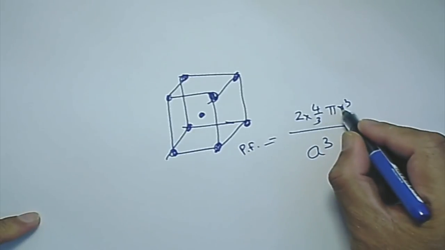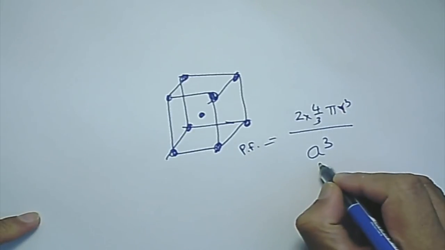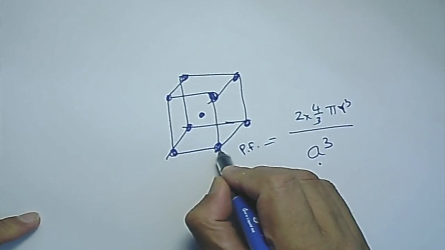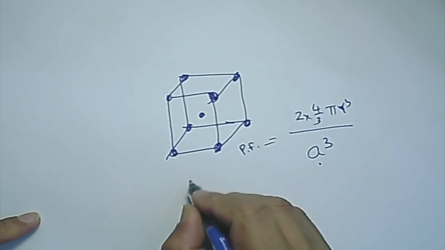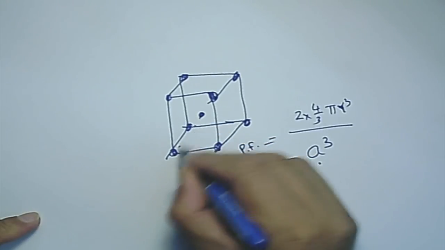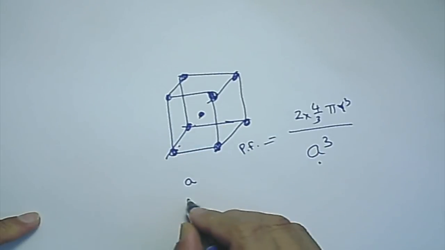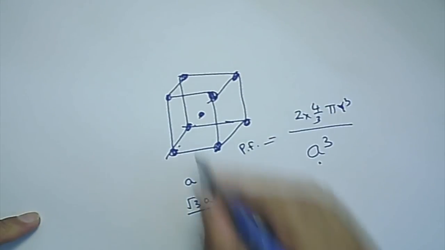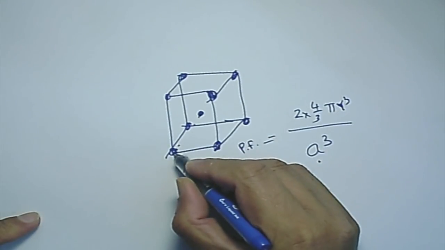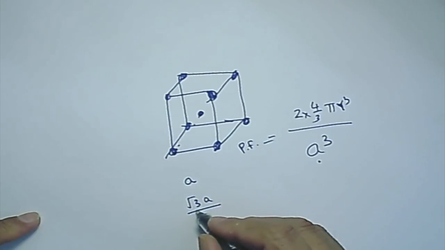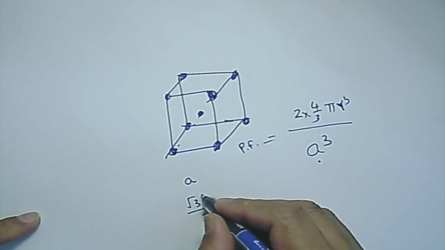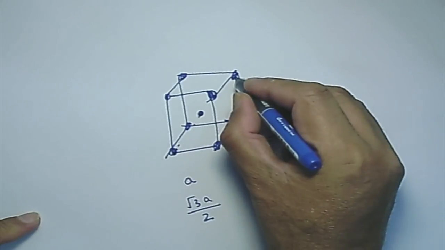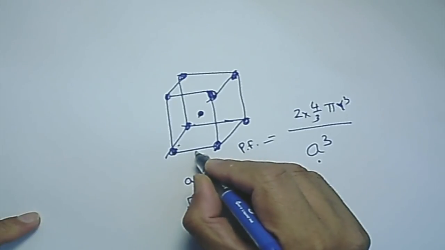Of course, in order to calculate the packing fraction, you should know the relationship between r and a. You should know which are the nearest neighbors. If you take this atom and this atom, the distance between them is a. On the other hand, if you take the body center atom and a corner, the distance is root 3 a by 2, because the body diagonal is root 3 a. Root 3 is 1.732, so this distance is smaller. So if I put spheres here, this sphere will touch this sphere and this will touch this sphere, but this will not touch this. There will be a small gap between these two.